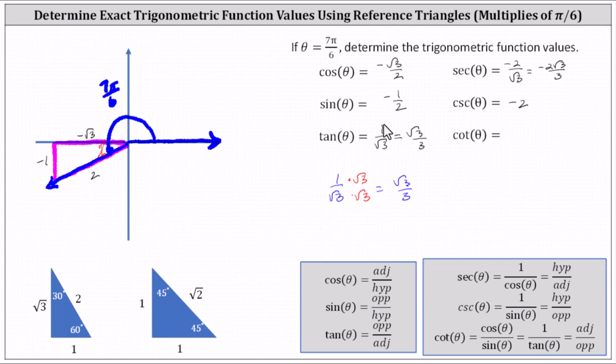The reciprocal of 1 divided by square root 3 is square root 3 divided by 1. Cotangent 7 pi divided by 6 equals square root 3. Or again, using the reference triangle, cotangent 7 pi divided by 6 equals the ratio of the adjacent side to the opposite side, which gives us negative square root 3 divided by negative 1, which equals positive square root 3.